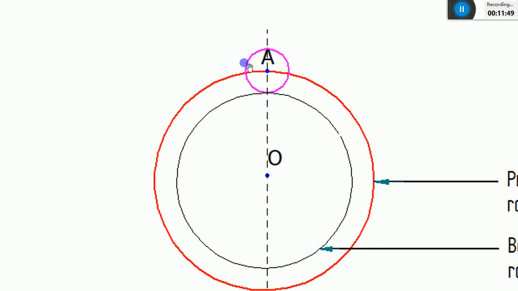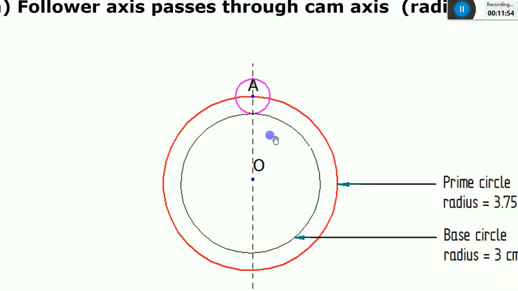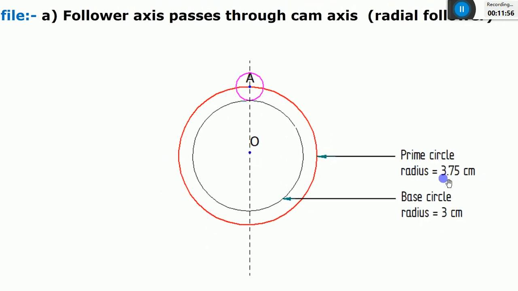And this circle will be tangent to this base circle. Don't worry about that one, because I have taken the prime circle as base circle radius plus roller radius. So this is 3 centimeter, and the roller radius is 0.75. Total 3.75. So that's why this roller circle is tangent to this base circle. Don't worry too much about that one. Just take the center as this point A and the radius as 0.75. Just draw one circle.